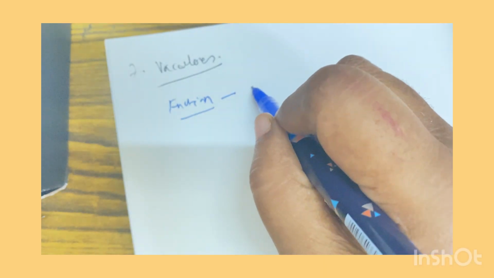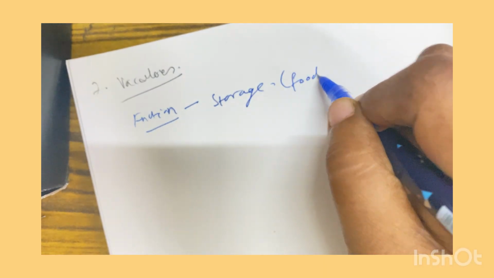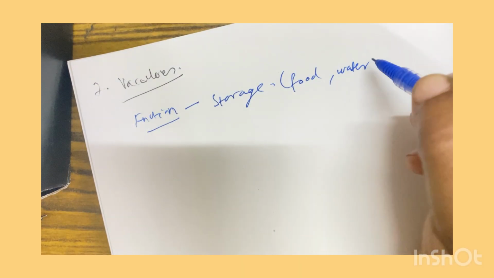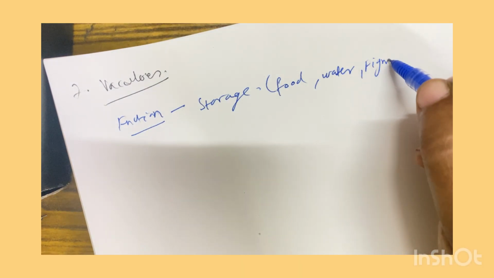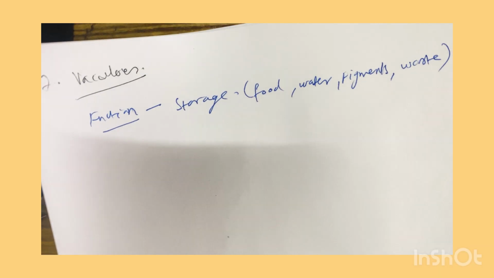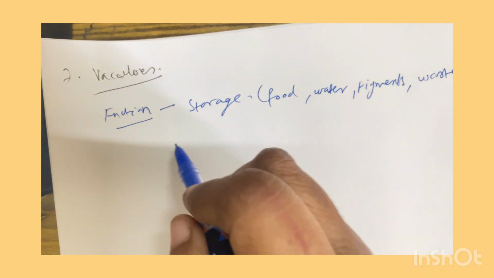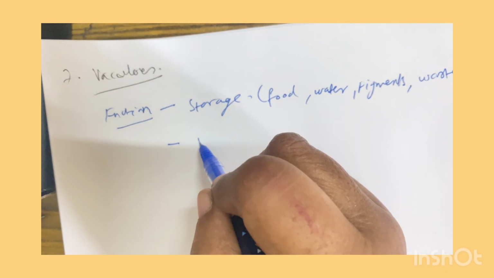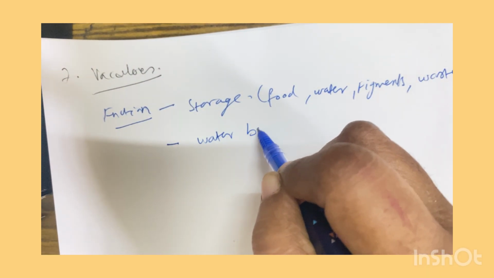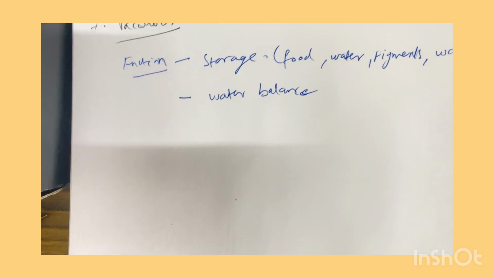The major function is storage. Storage of what? Storage of food materials, water, pigments, and waste material. So, vacuoles are responsible for the storage of food, water, pigments and waste. It is also responsible for the water balance of the cell.